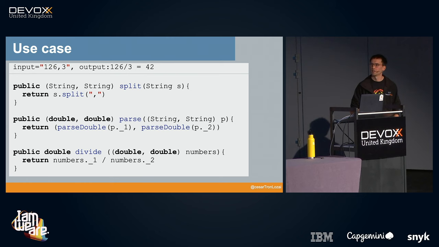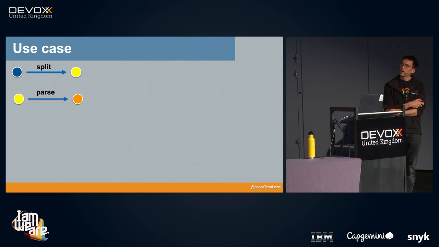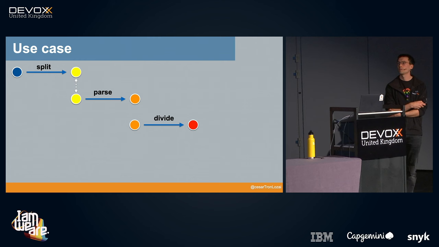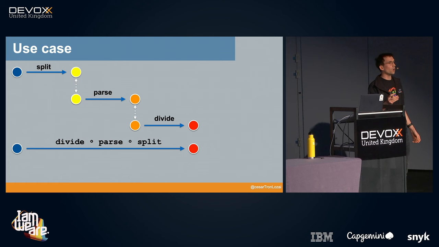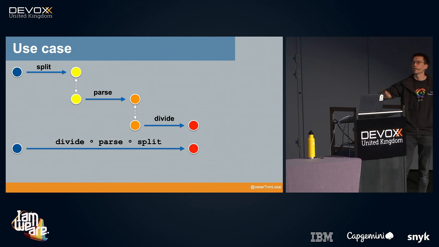Great. Fantastic. Now, interestingly, and actually by design, if we look at the types, we see that the output of split is the same as the input of parse, and that the output of parse is the same as the input of divide. And here, oh great, we can use function composition. We can say that our final program is divide after parse after split. First I split, then I parse, then I divide. This is great. One-liners are really the best. So job done, right? Well, not really.